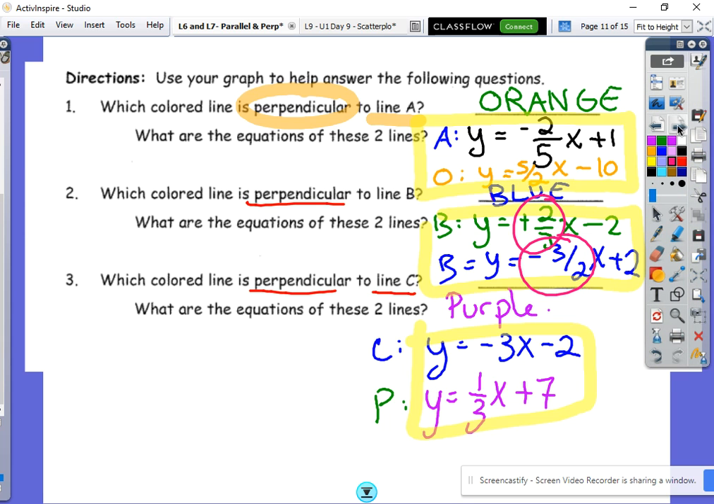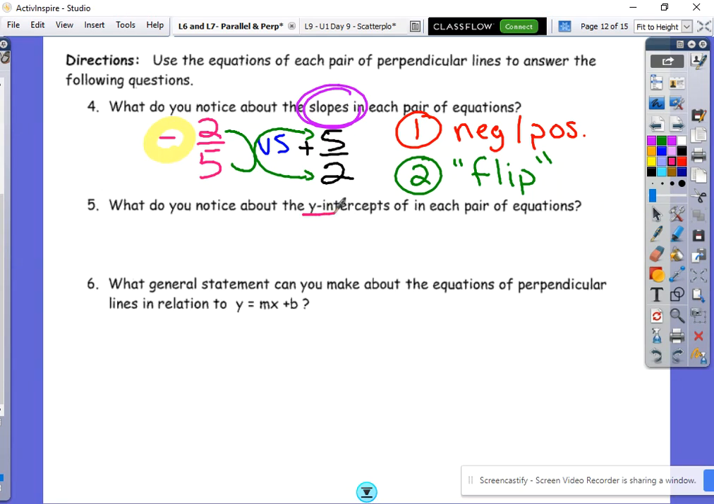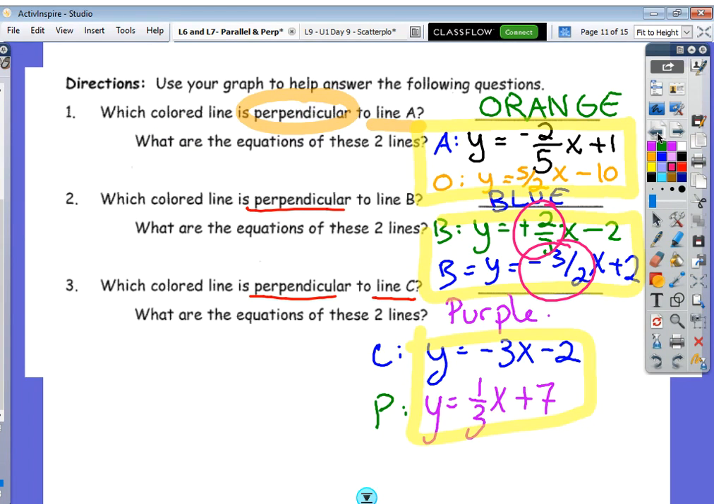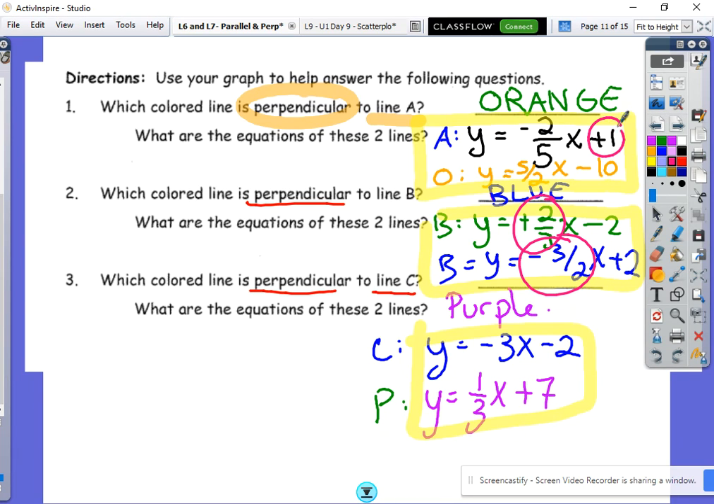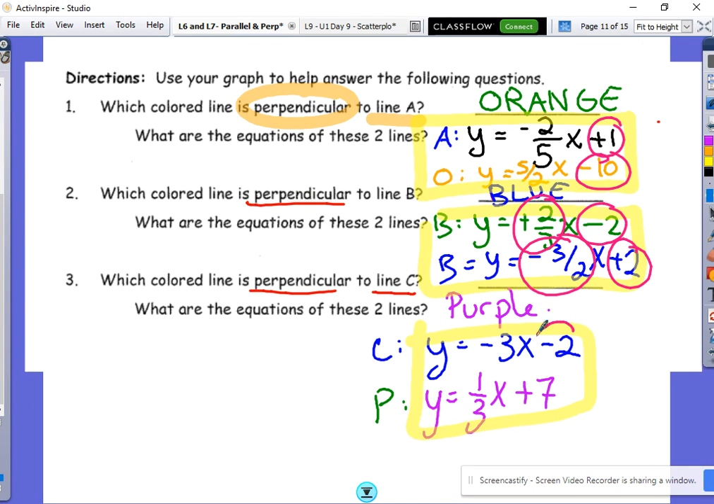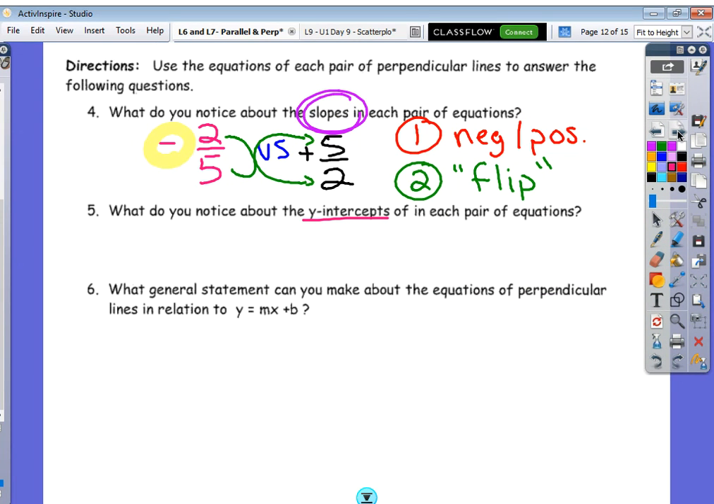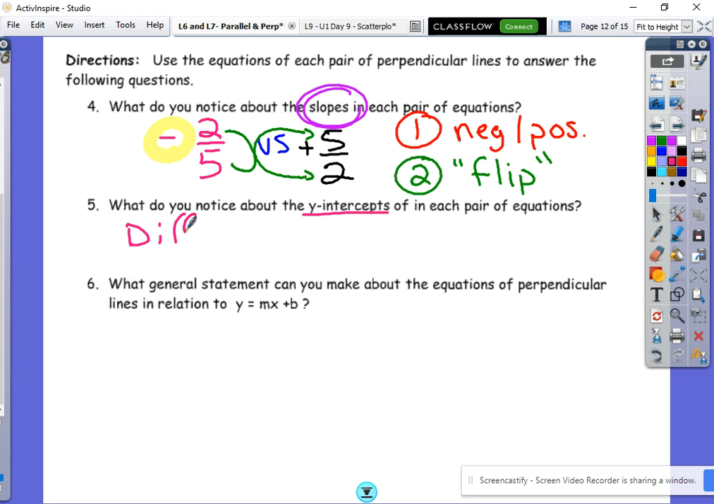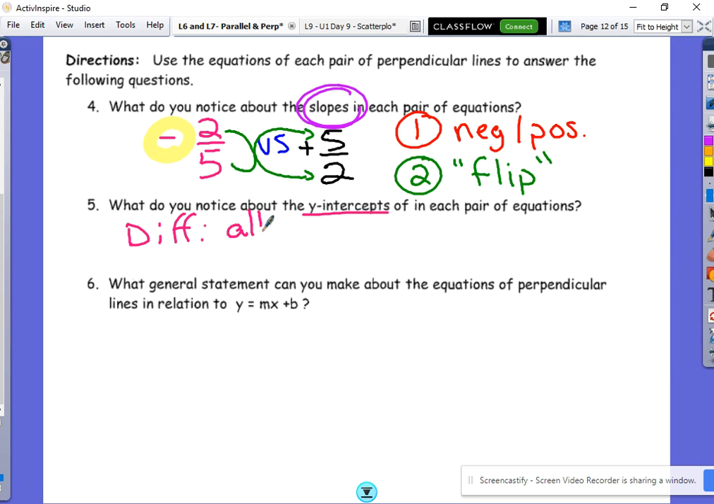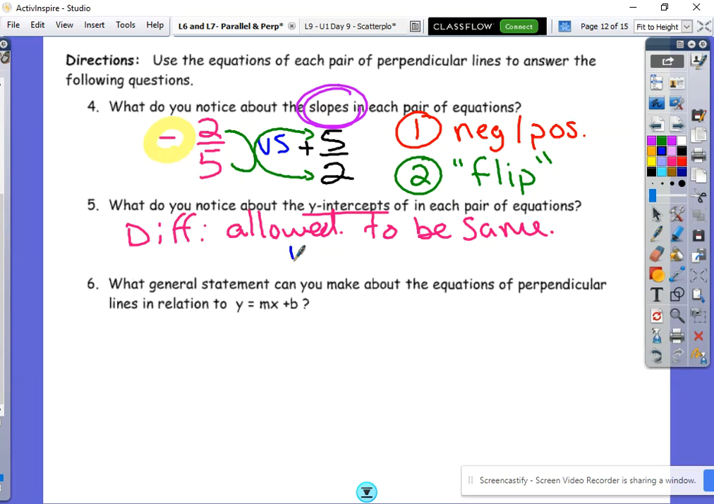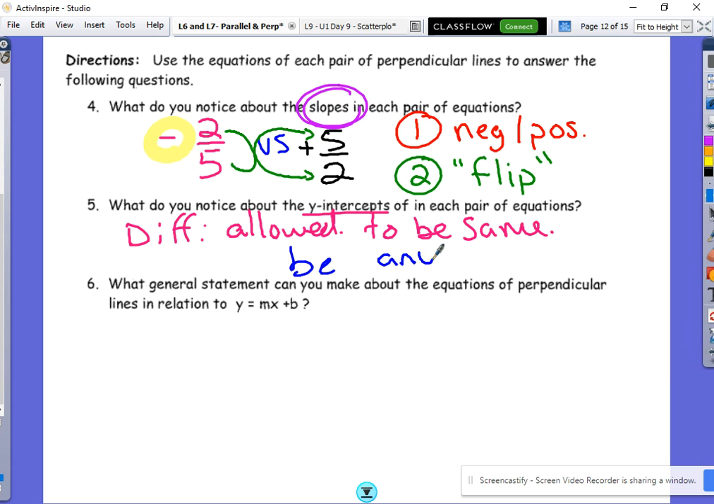Let's now compare the y-intercepts because it asks us to compare those as well. And this is not actually that important. I'm just hoping you're going to see that they are all different. None of them have the same y-intercept. But even if they do, it doesn't matter. Honestly, it doesn't matter. It happens to be that they're all different, but they're actually allowed to be the same. The y-intercept can be whatever it wants. It can be anything, no problem, and it can still be perpendicular.